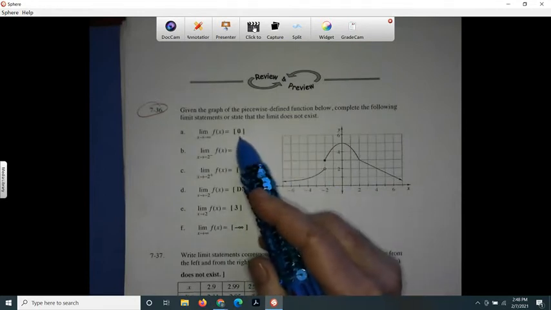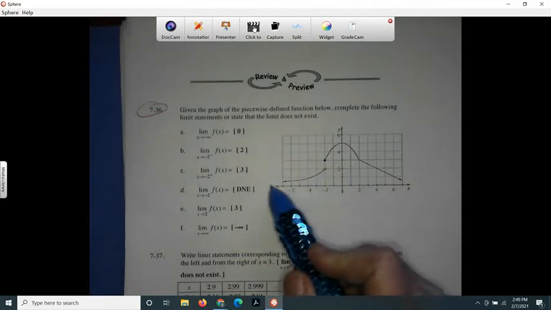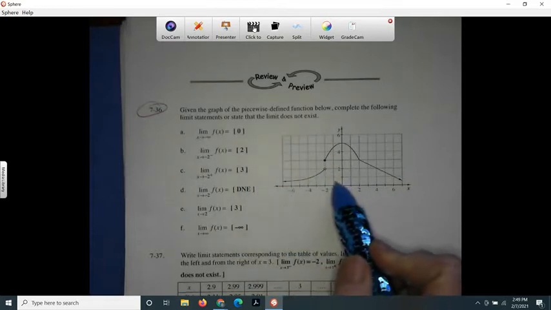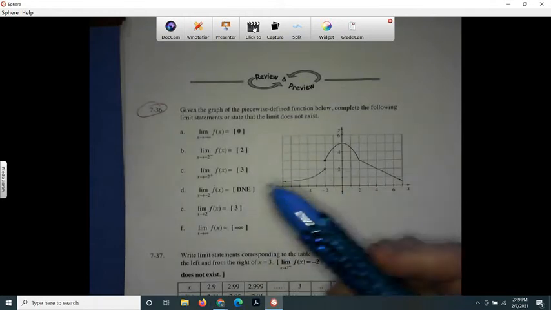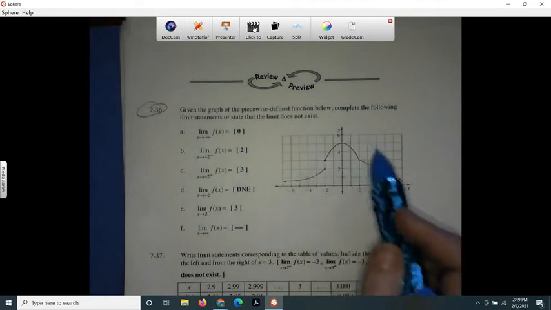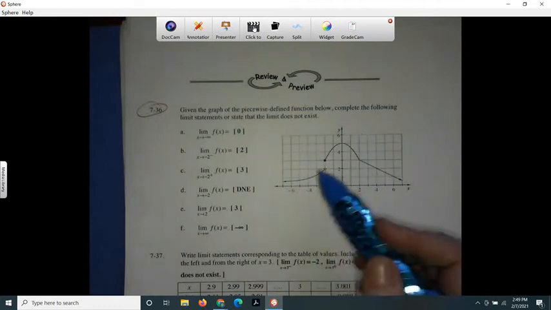But if you said you thought it was heading toward 0.5, because see how it kind of looks like it's flattening out at 0.5, I didn't mark it wrong. It's fine. Because you can't really tell exactly because we don't have the equation.